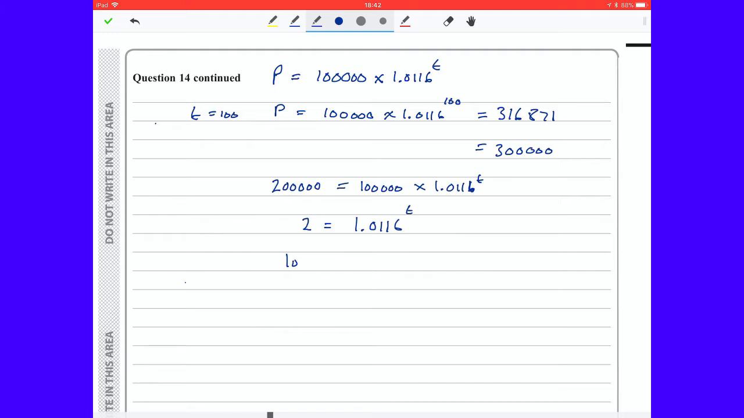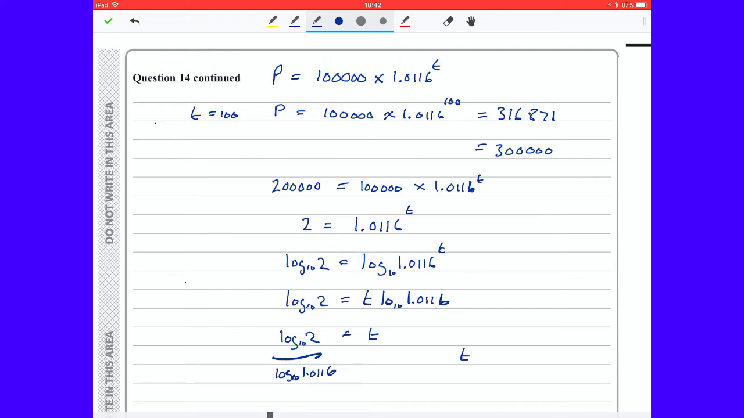Now we'll take logs to the base 10 of both sides, and we'll get log 2 is equal to the log of 1.0116 to the power T. So log 2 is equal to T times log 1.0116, which means T is log 2 divided by log 1.0116, and that gives, to the nearest whole number, T is equal to 60 years.